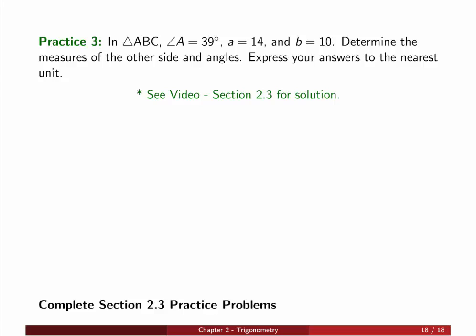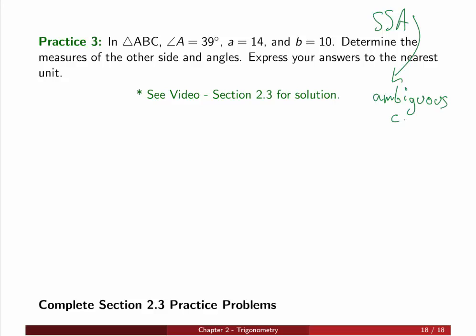In triangle ABC, angle A is 39 degrees, side length a is 14, and side length b is 10. Determine the measures of the other side and angles. Express your answers to the nearest unit. Okay, let's go ahead and do this. The first thing we have to do is write down what we know and what could possibly happen. First of all, you are clearly, in this case, given a side-side angle situation.